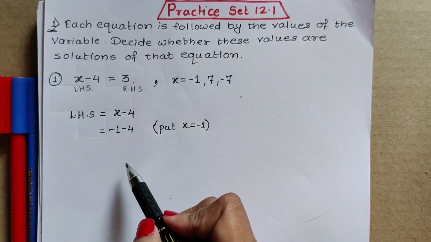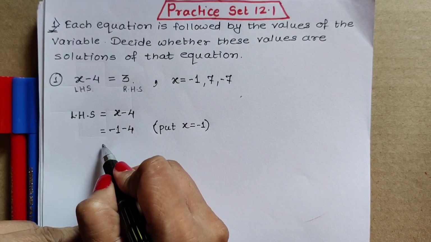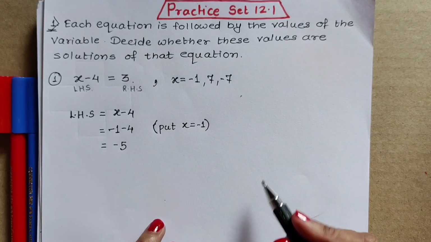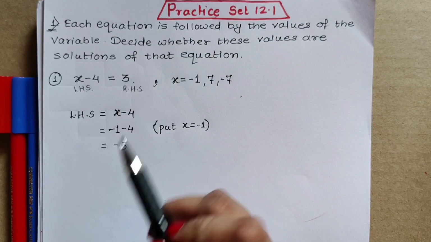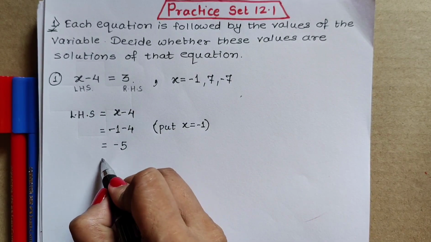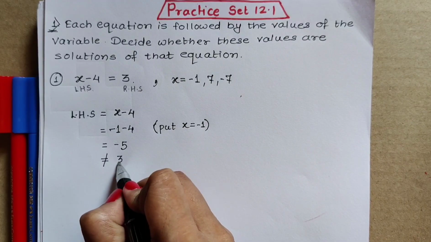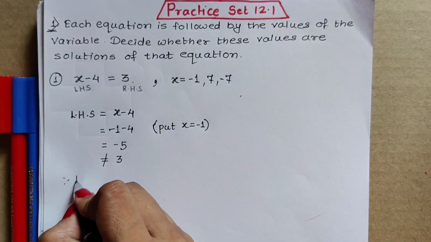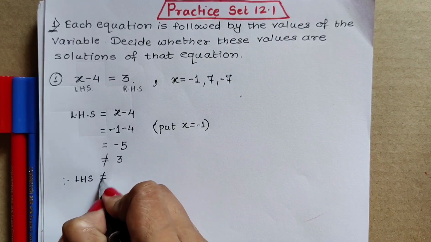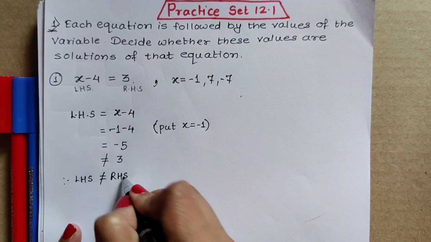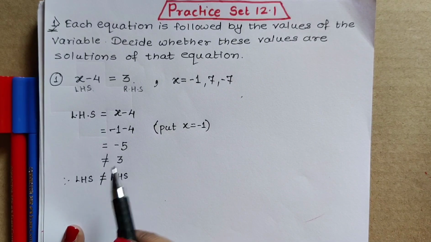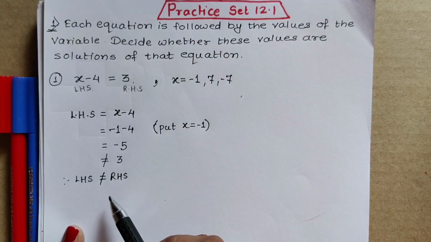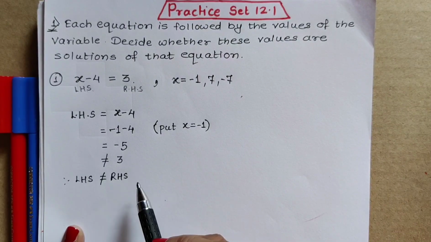Minus 1 minus 4. What is minus 1 minus 4? Minus 1 minus 4 is minus 5. And our right hand side is 3. That means minus 5 is not equal to 3. Left hand side is not equal to right hand side. This is the symbol of not equal to. When you cancel or cut the equal to sign, that is called not equal to.